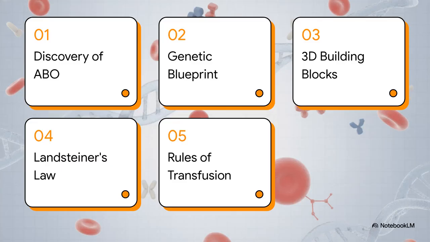So, here's our agenda for today. First, we'll cover the discovery of ABO. Second, the genetic blueprint. Third, the 3D molecular building blocks of our blood. Fourth, Landsteiner's law in action. And finally, the strict rules of transfusion. Let's get right into it.